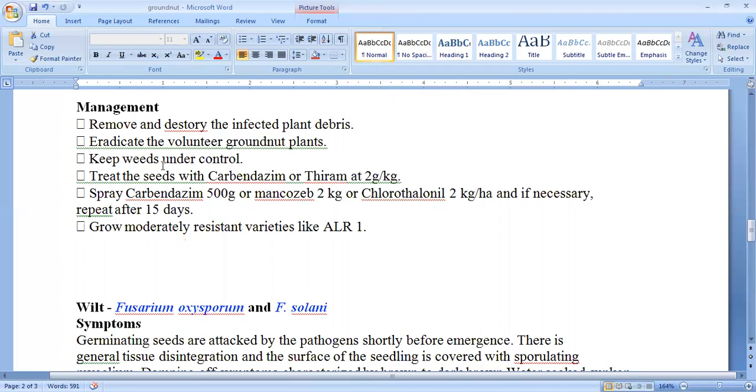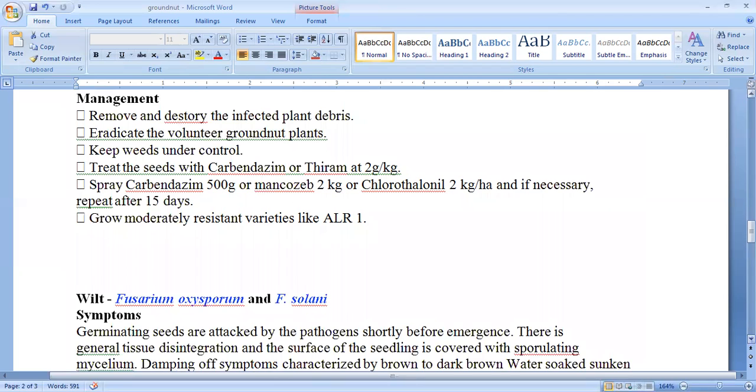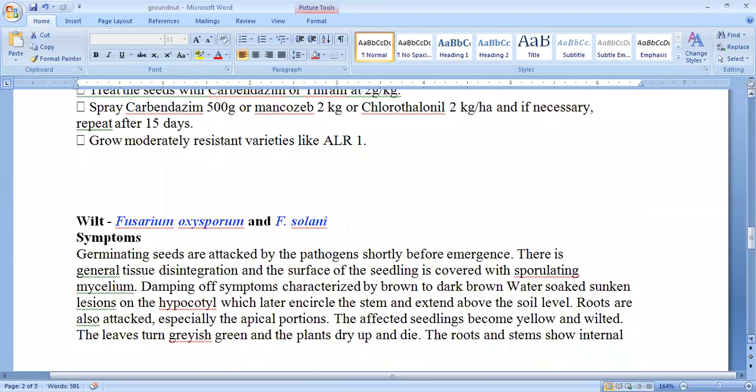We have to keep the weeds under control, and do seed treatment with carbendazim or thiram at 2 grams per kg, or spray carbendazim at 500 gram or mancozeb 2 kilogram or chlorothalonil 2 kg per hectare, and repeat it if required after 15 days. Moderately resistant varieties are very helpful in managing the disease.